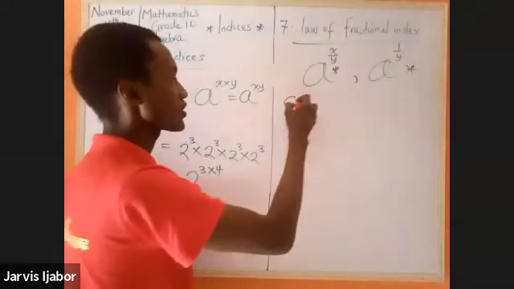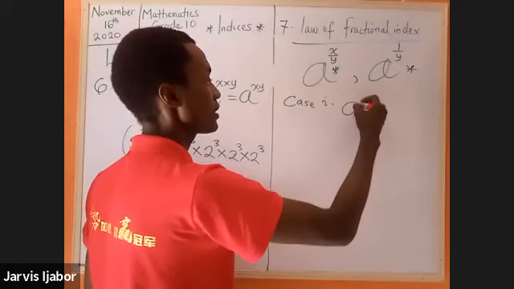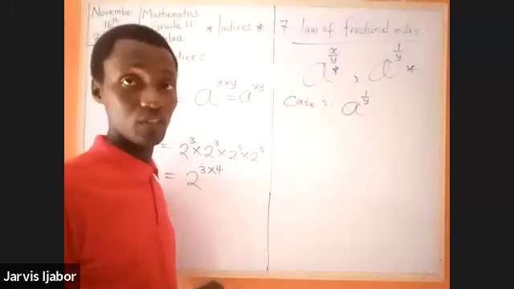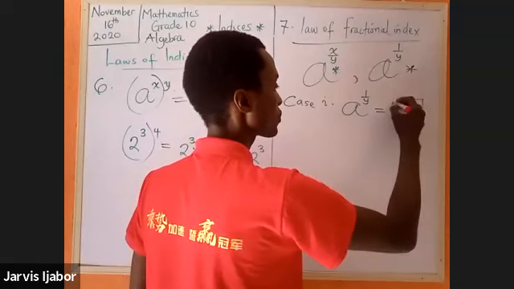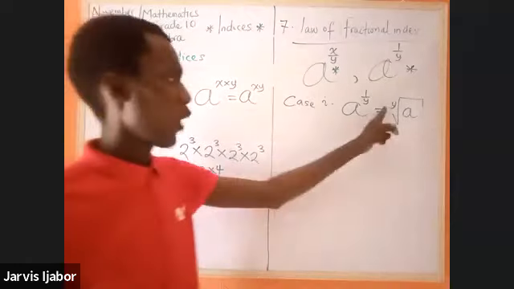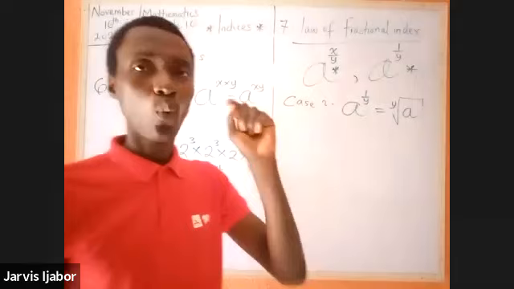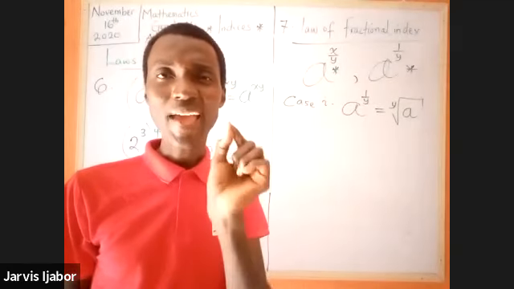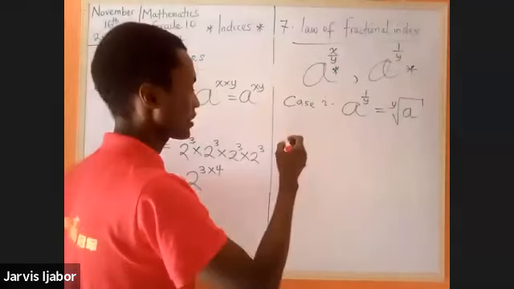Now, so we'll go to case 1, where we have a to the power of 1 over y. What is the interpretation of this? This will be equal to the y root of a. The y root of a. Essentially, when the index is a fraction, it implies look for the roots. So let me put that in a statement.